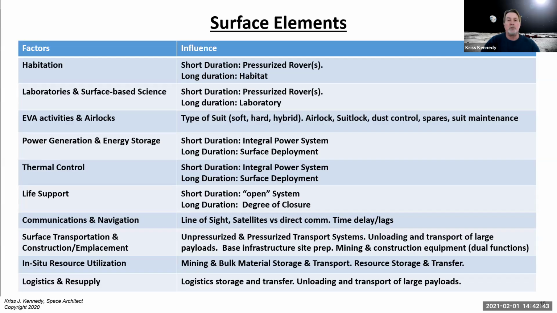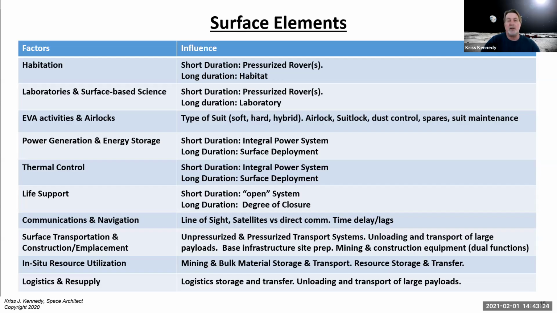And so for thermal control, for short duration, you could consider integral thermal systems with integral power systems, body-mounted radiators, or you could have long duration surface deployment. Life support, again, for short duration, you may want more of an open system, and then you want to get a degree of closure or full closure for long duration as much as you can.